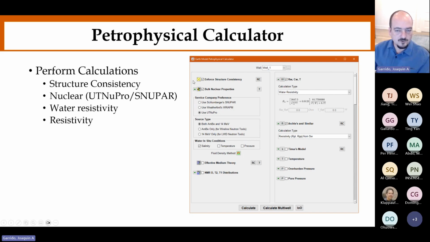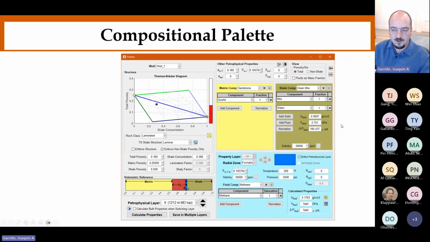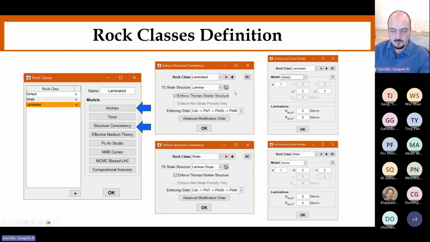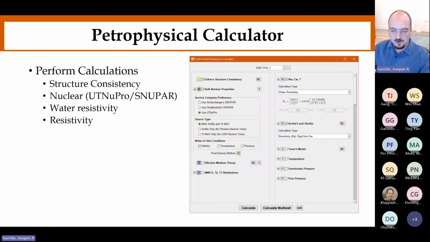So we're going to run the enforce structure, then we're going to run the nuclear properties using UTNUPRO. You can use UTNUPRO, you can use SNUPAR sources. We're going to calculate also the water resistivity given the temperature and the salinity. Lastly, we're going to calculate the resistivity, which is going to be, in these cases, notice that for the inverse structure and the arches and similar, which is resistivity, it has this RC button. If you click on that button, you see the windows that we were looking at for that specific model that you're running.